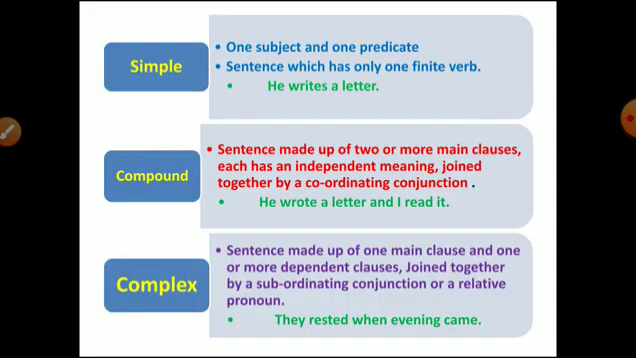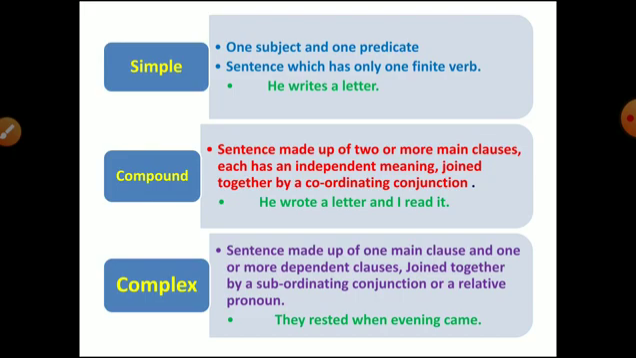So first of all, the simple sentence. The definition is that it has one subject and one predicate. That's always the construction of a sentence. It should have a subject and predicate. But in a simple sentence, there is only one subject and one predicate. This is the definition. Or it's a sentence which has only one finite verb.